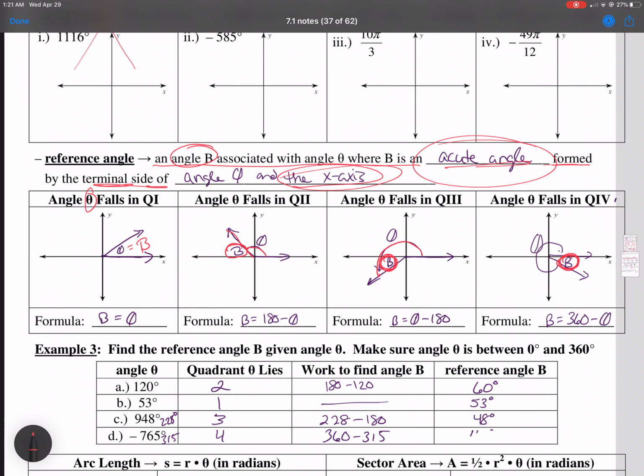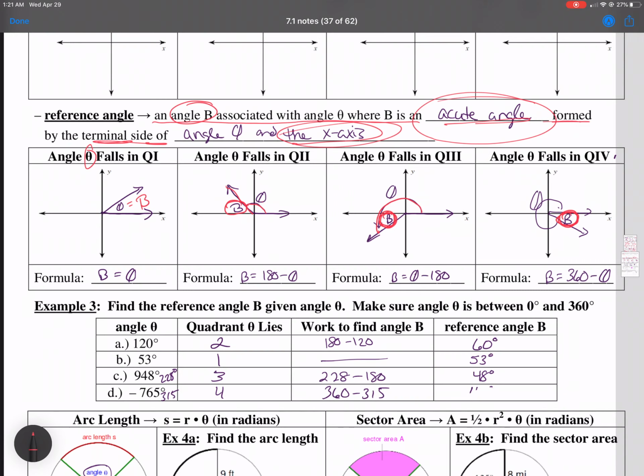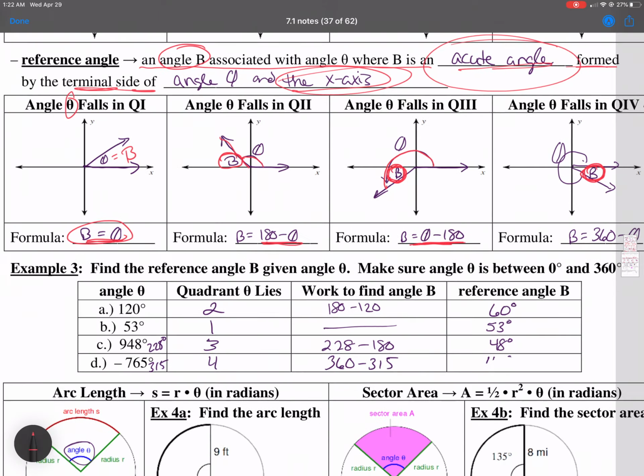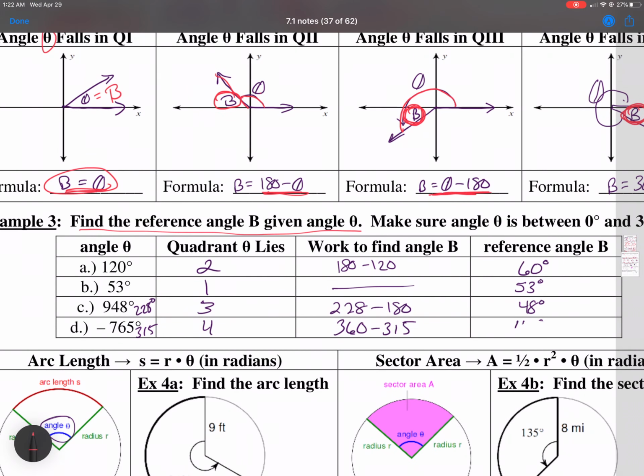So for the formulas to find those, for quadrant 1 the reference angle is the same, B equals theta. For quadrant 2, B equals 180 minus theta. For quadrant 3, B equals theta minus 180. In quadrant 4, B equals 360 minus theta. The way that works, it says find the reference angle B for the given angle. Say we wanted to find the reference angle for 120 degrees. We know 120 lies in quadrant 2, so we use the formula for quadrant 2, which is 180 minus 120, so our reference angle is 60 degrees. For 53, that's quadrant 1, so it is going to stay at 53 degrees.